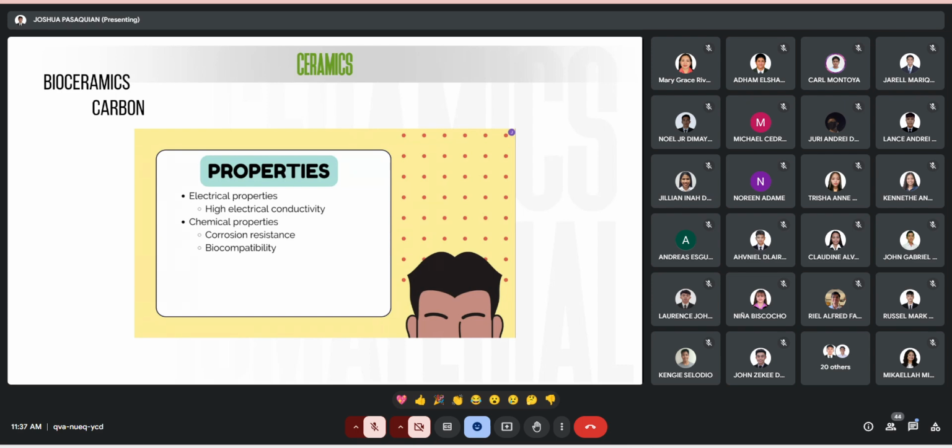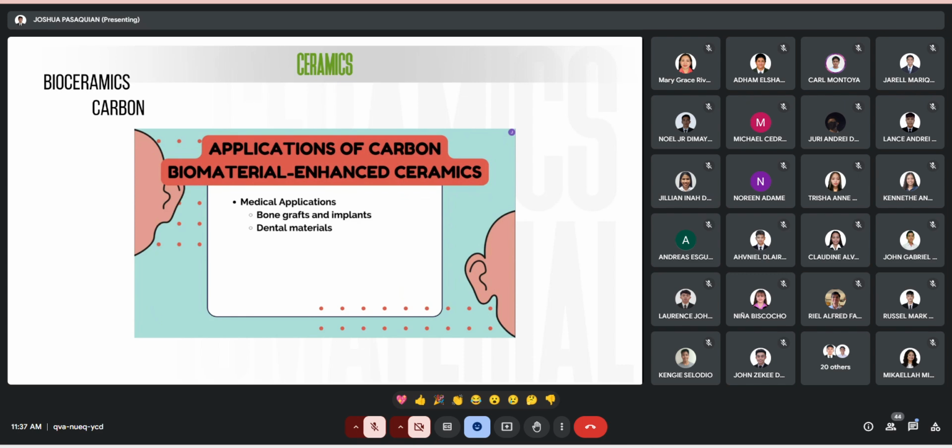Biocompatible, they are suitable for medical applications. These properties make carbon biomaterials in ceramics versatile for enhancing performance and reliability across diverse applications. In bone grafts, carbon biomaterial enhanced ceramics can fill bone defects or gaps caused by trauma, disease, or surgical procedures.